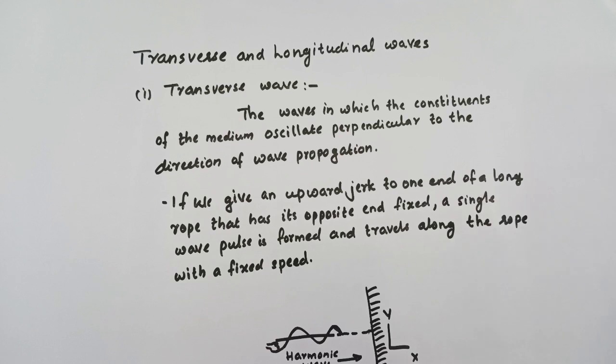First, transverse wave. They are the waves in which the constituents of the medium oscillate perpendicular to the direction of wave propagation. Okay. If we give an upward jerk to one end of a long rope that has its opposite end fixed, a single wave pulse is formed and travels along the rope with a fixed speed. This is an example for transverse wave.